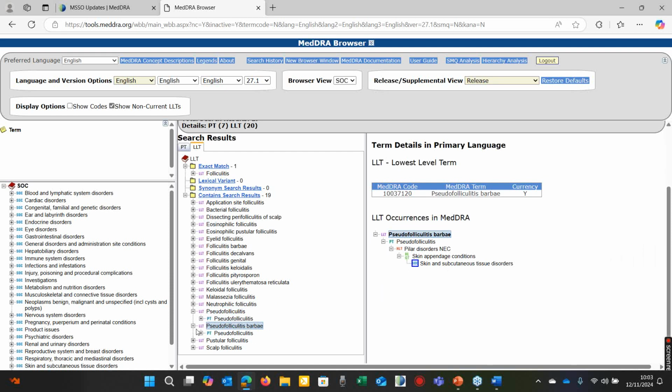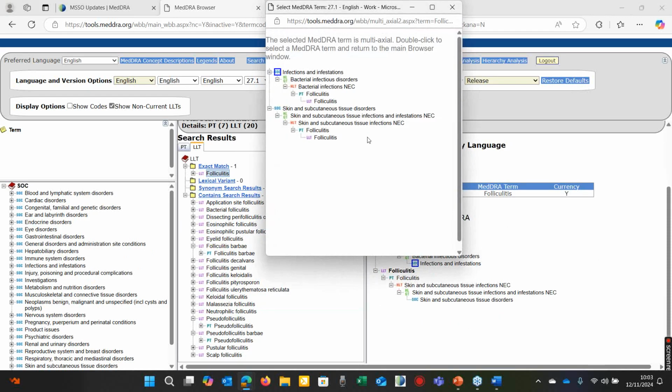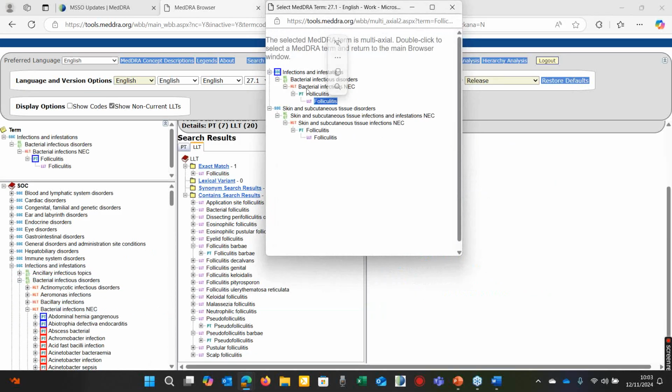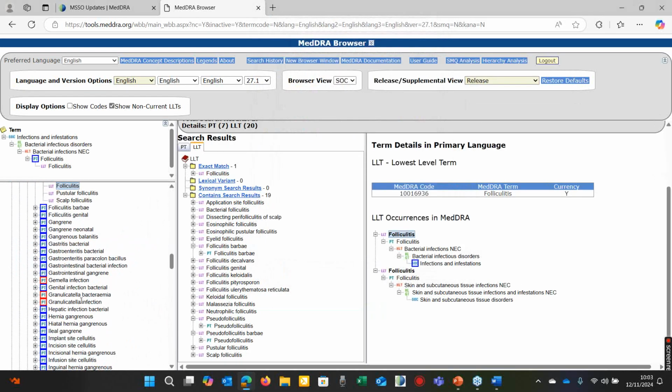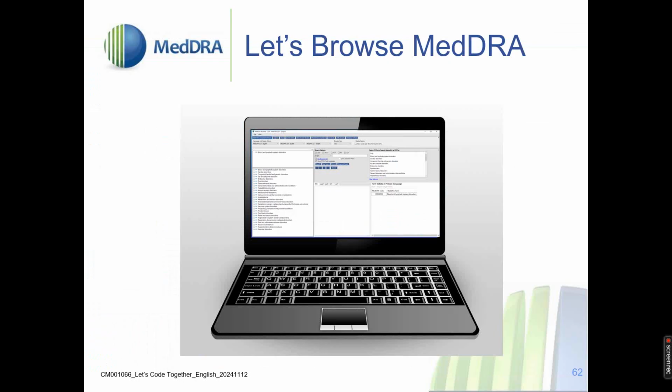And there's a barbae version or just a plain pseudofolliculitis. We can have a look at the PTs for those. Both of those have a PT of pseudofolliculitis, whereas folliculitis barbae has its own PT. So where is that? And we've seen that one's placed in the bacterial infections. So what we have though is just this folliculitis. And we can go to the browser. It is in the infections under bacterial infections, folliculitis. That would fit with what we've been seeing. Pustular folliculitis fits with what we saw in the pictures from the medical dictionaries. So let's go back to our slides.